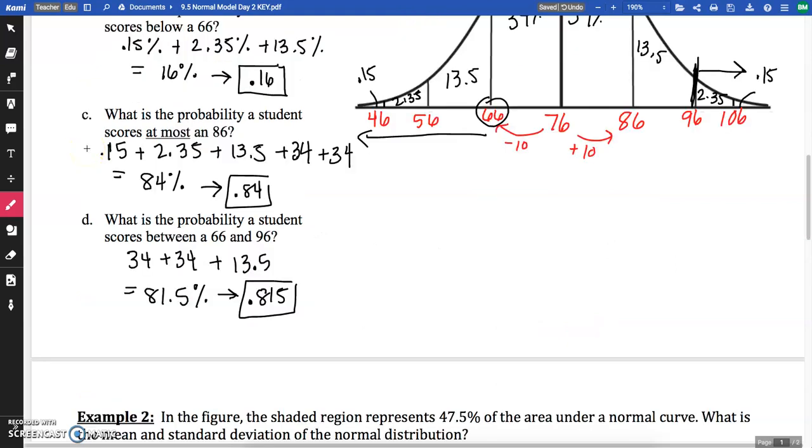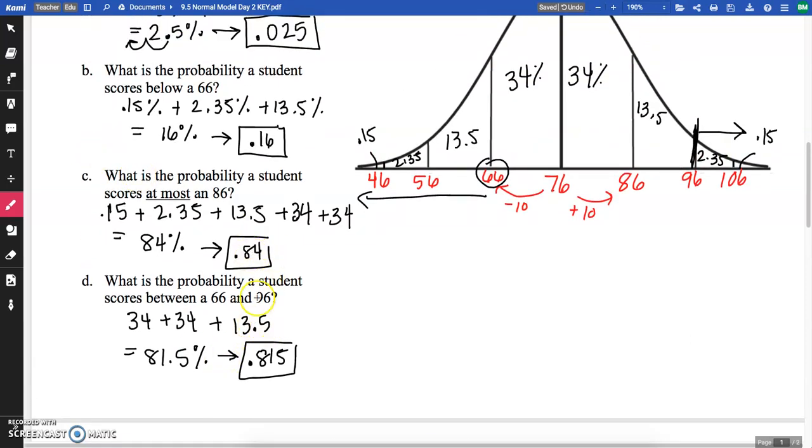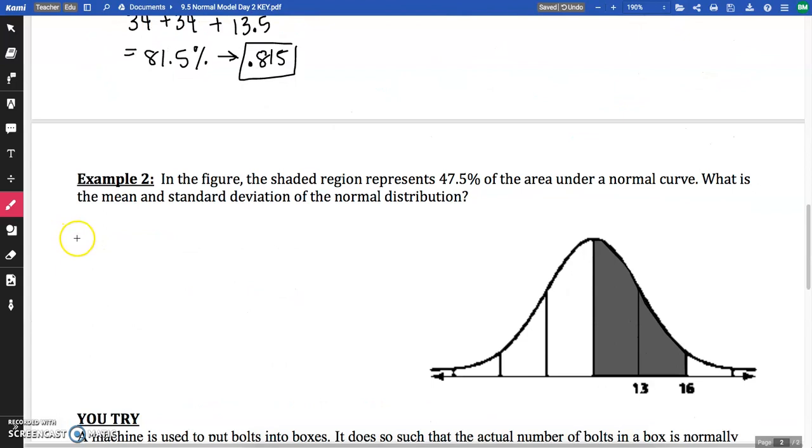All right, here are my answers for C and D. If you want to pause the work to look a little bit more closely, you can. But I got 0.84 for C and 0.815 for part D. Okay, so let's look at one more example together.